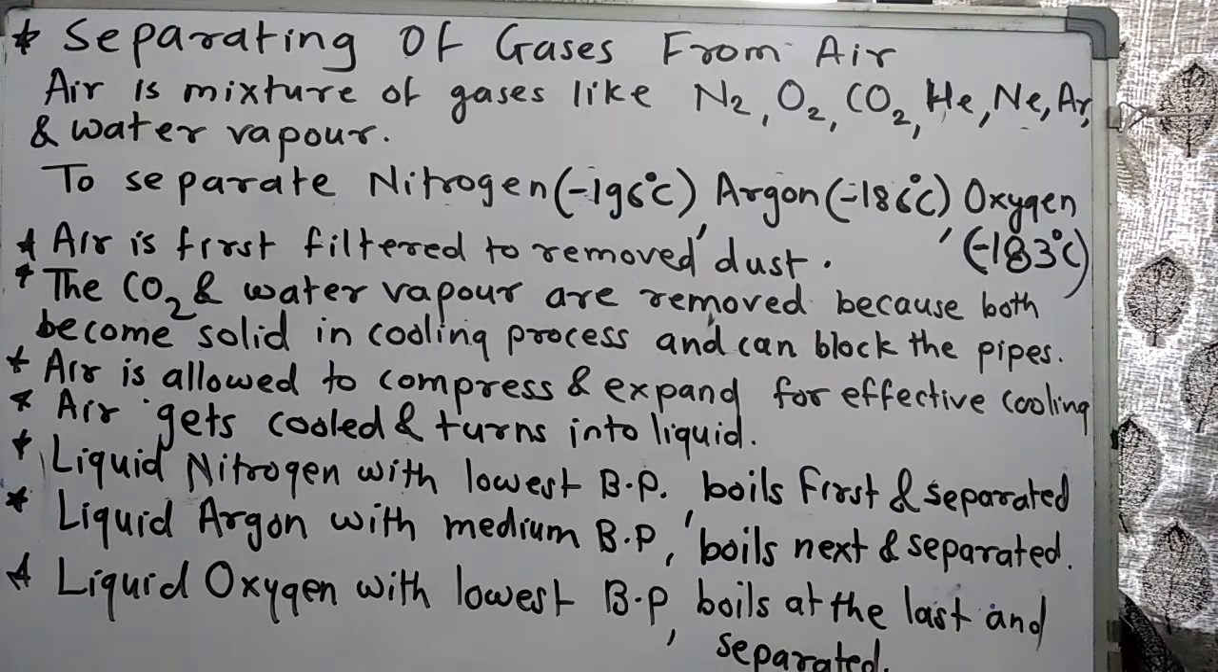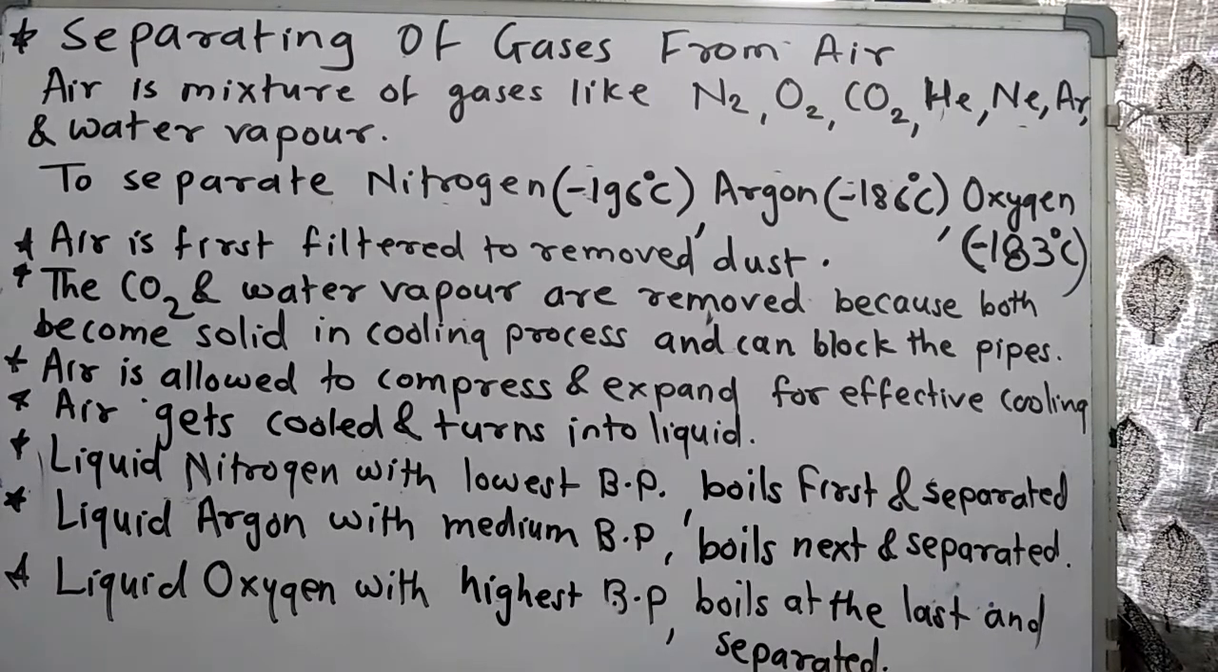minus 183. Which has the highest boiling point? That is the oxygen. And which has the lowest boiling point? That is the nitrogen, because it is more negative. The lowest boiling point is the nitrogen, minus 196, and the highest boiling point is the oxygen, that is minus 183. So we can separate out these three gases of the mixture, nitrogen, argon and oxygen, by the method of fractional distillation.